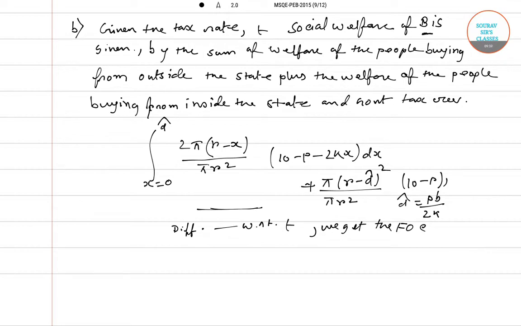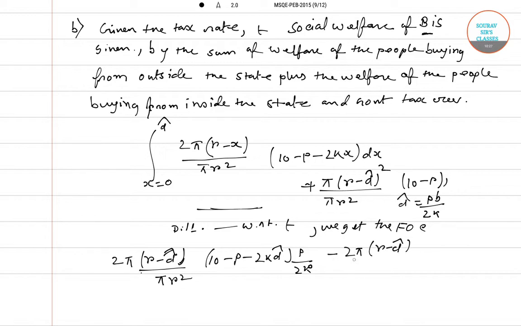the FOC as 2 pi (r minus d hat) whole square divided by pi r square, and there will be another term which is pt. Now, sorry, there won't be, pt will come later. There won't be this as well, so it will be (r minus d hat) divided by pi r square, (10 minus p) minus 2k d hat, p by 2k, minus 2 pi (r minus d hat) divided by pi r square, (10 minus p by 2k) equals 0.